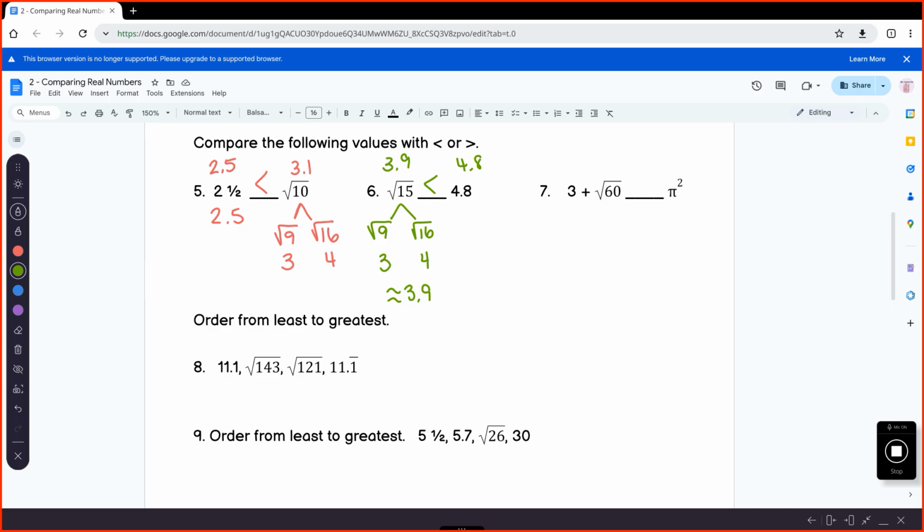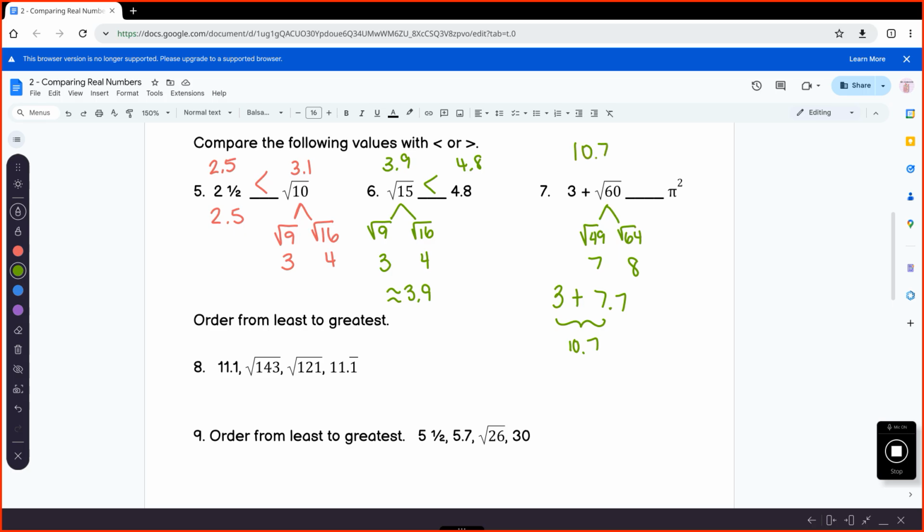All right, so for the next one, we have 3 plus the square root of 60. The square root of 60 falls between the square root of 49 and the square root of 64. The square root of 49 is 7, and the square root of 64 is 8. So the square root of 60 is about 7.7, 7.8, right? It is closer to the square root of 64 than it is to the square root of 49. So we are a little bit closer to the 8 there. So I'm going to approximate this to be 7.7, and then I'm going to drop down that 3. And 3 plus 7.7 will get us 10.7.